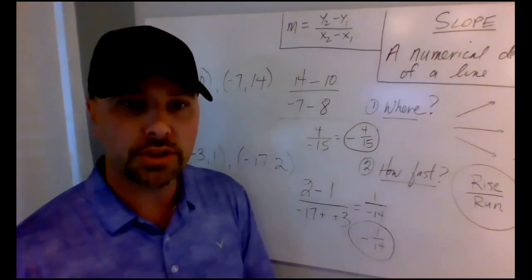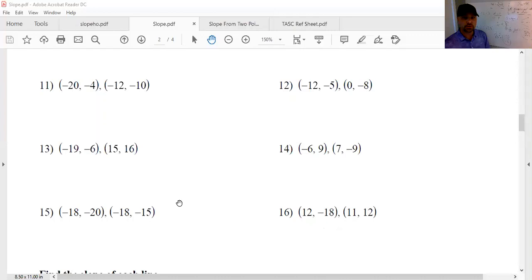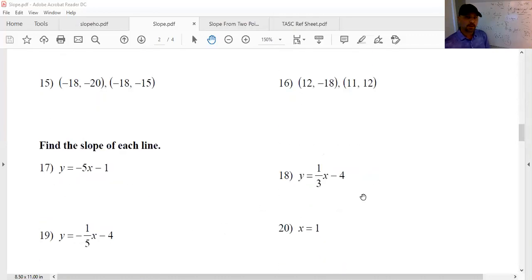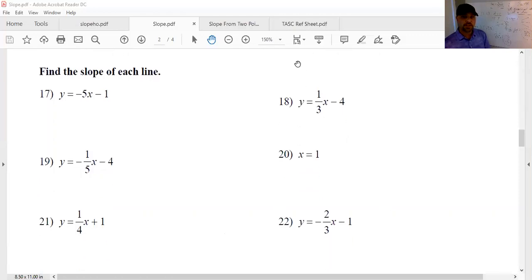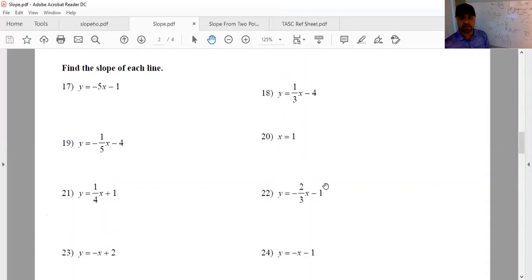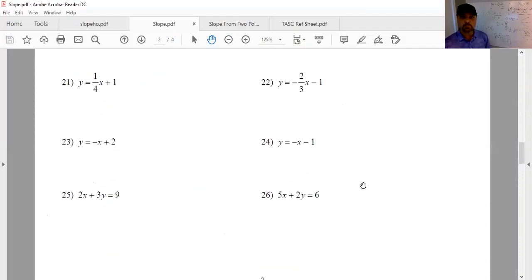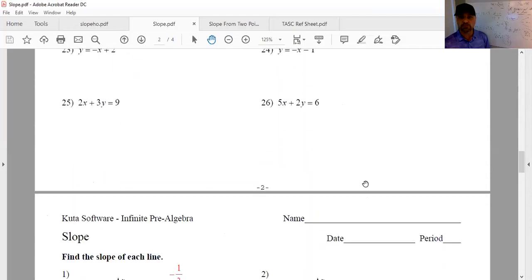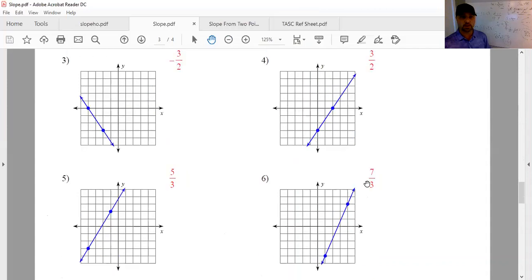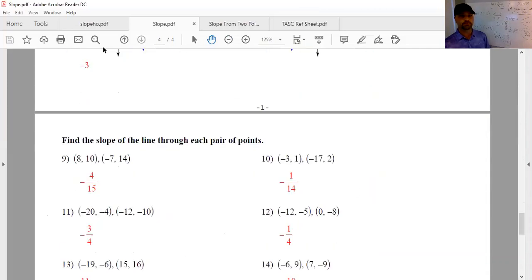Okay, let's go back to our worksheet. So you should be able to work through most of these. This section of this worksheet, I want you to actually skip. You're going to come back to it in a couple days. These are linear equations. These are actually how we come up with lines. But we're not there yet. For now, I just want to focus strictly on slope of a line. All right, and then here's the answers.